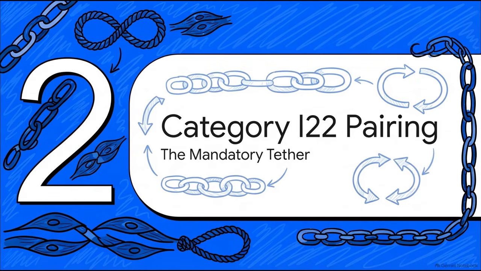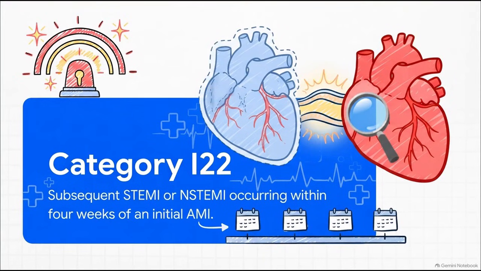Section 2, category I22 pairing rules, the mandatory tether. So how does this timeline build into the absolute law of category I22? Well, this code is completely unique because it's specifically designed to never, ever stand alone. Category I22 essentially acts like a flashing beacon. It signals that a second, totally distinct cardiac event has occurred right in the middle of the active healing phase. It instantly tells any reviewer looking at that chart, hey, this patient didn't just have one heart attack, they actually suffered a second one while still recovering from the first, all within that critical 4-week window.